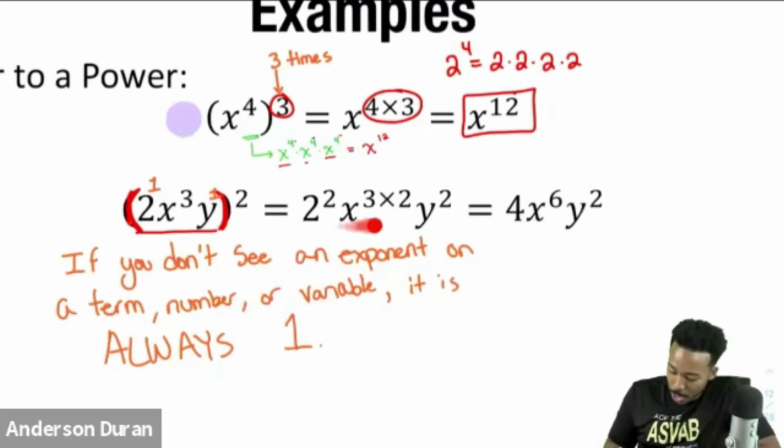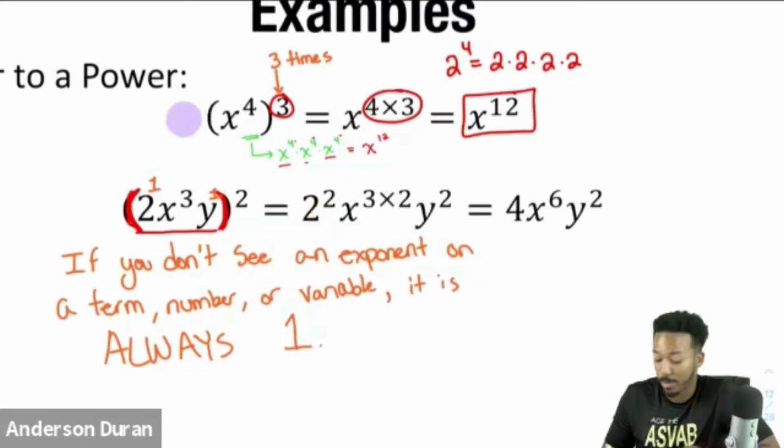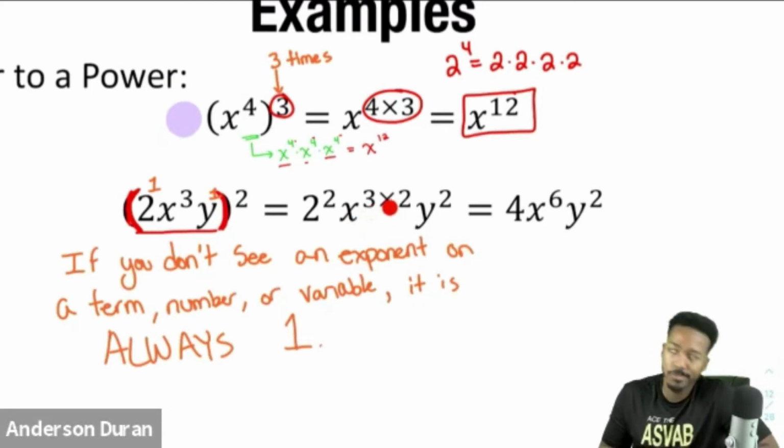So there it is here, and the only thing that we really have to do is do the 2 squared, which is 2 times 2, and that's 4. Then over here, we have x to the power of 3 times 2. 3 times 2 is 6, and that's why that turns into a 6.